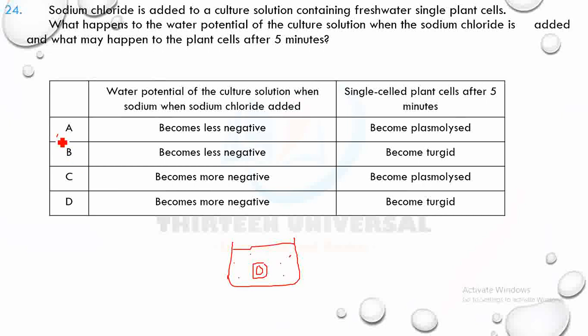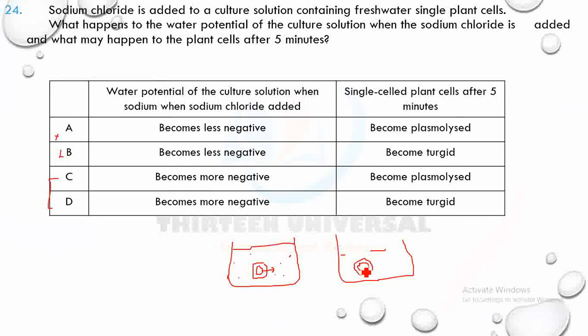This one says it becomes less negative. It's not there. So we're going to focus on C and D because it becomes more negative. That means we have low water potential. So water is going to move out of this plant cell by osmosis from high water potential to low. After about 5 minutes, the cell experiences distress. Something happens to this cell. The cell undergoes a process, we call what?